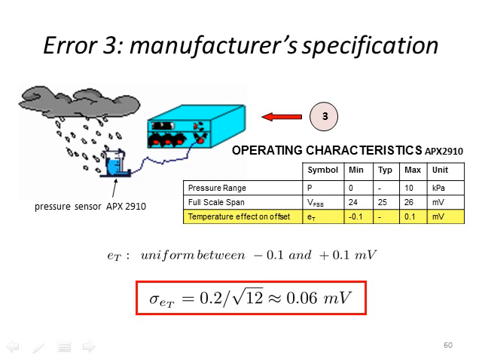So from the manufacturer specification, we also had a temperature effect. This was a uniform distribution. The endpoints, this is our A and our B in our calculation earlier. So then the uncertainty is going to be 0.2 millivolts, the full range, divided by square root of 12, which gives us about 0.06 millivolts.